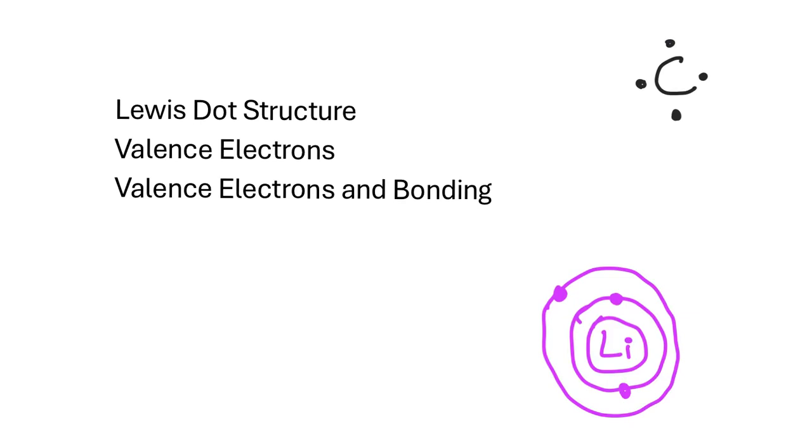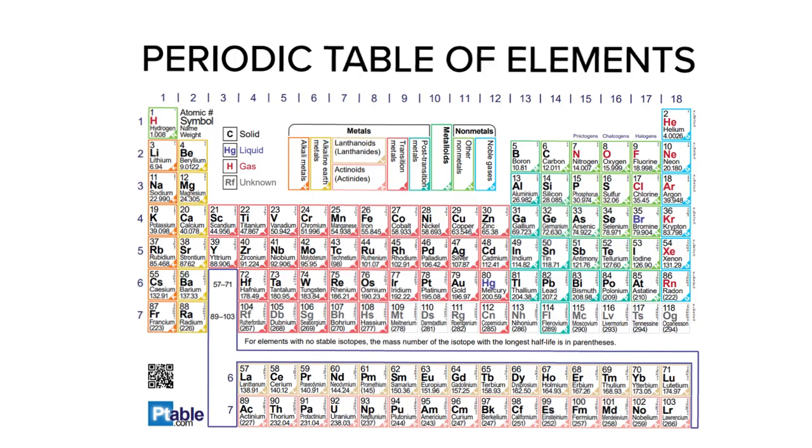In this video, we are going to learn about the Lewis dot structure, how it is related to the valence electrons, and how valence electrons are involved in chemical bonding. As you can see, this structure is called the Lewis dot structure. Valence electrons are the electrons that are present in the outermost shell of any atom, and these electrons are of greater importance as they are involved in the chemical bond.